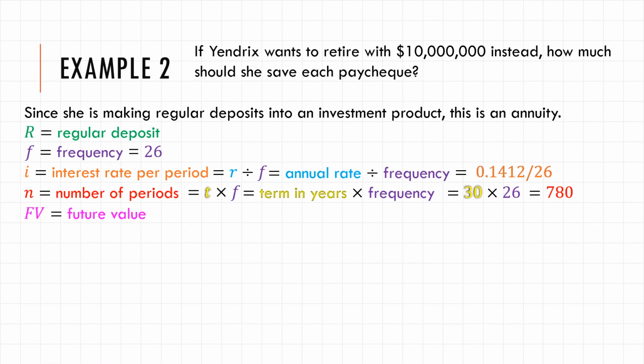Unfortunately, that's not enough for Yendrix. Yendrix wants to retire with $10 million instead. She wants to live that bougie life. So how much should she save every single paycheck if that's the case? $500 is not going to be enough.